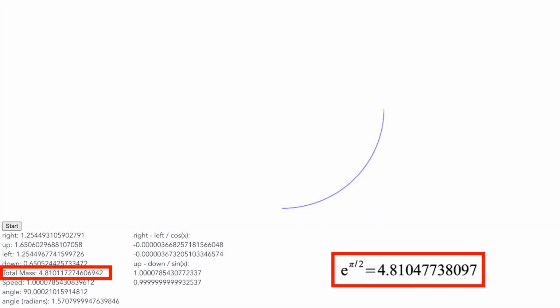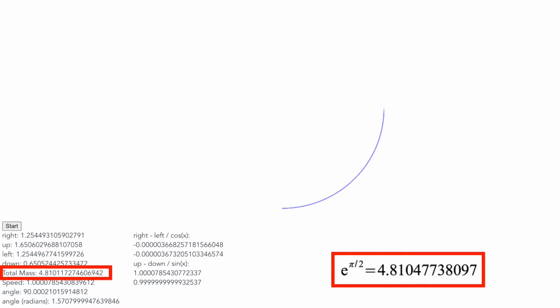We can repeat the same sequence of actions, but rotate by a smaller angle each time. If we rotate by a smaller angle, the total mass needed for rotation grows, but not infinitely. There is an upper limit of total mass needed. Quite fast we will find out that as soon as each angle is small enough, the total mass needed to rotate our direction of movement 90 degrees counterclockwise appears to be approximately equal to 4.81. And this is the value of e to the power of pi divided by 2.